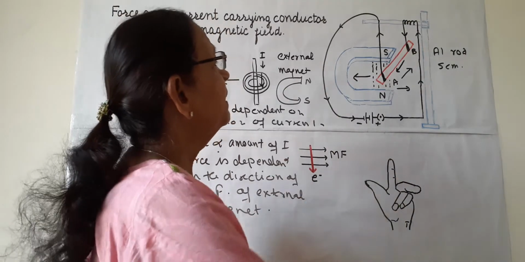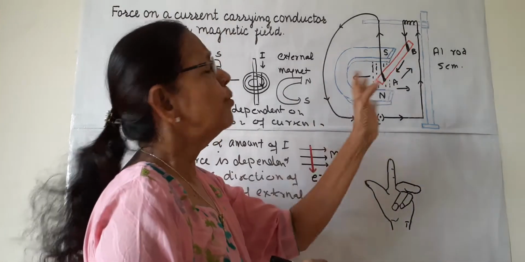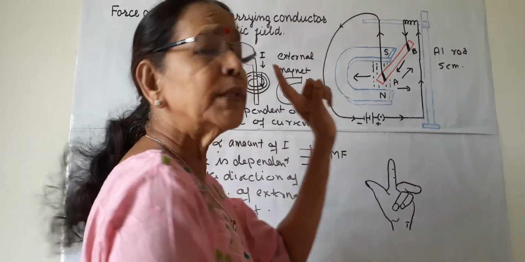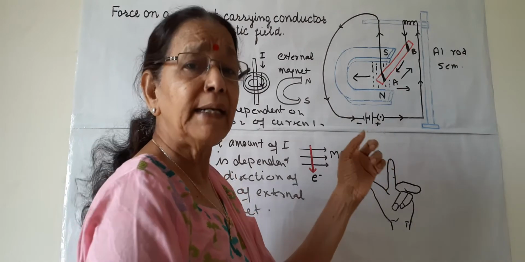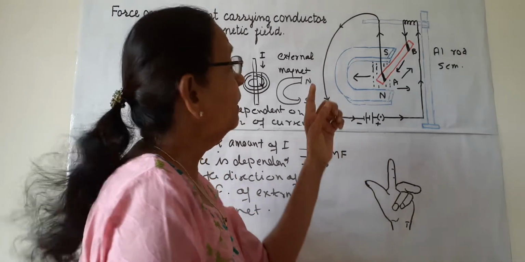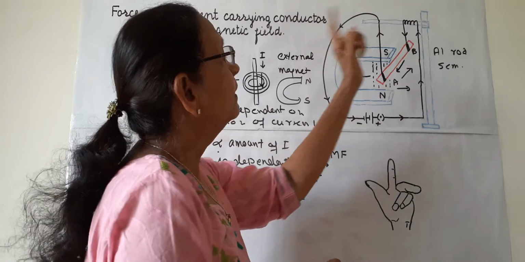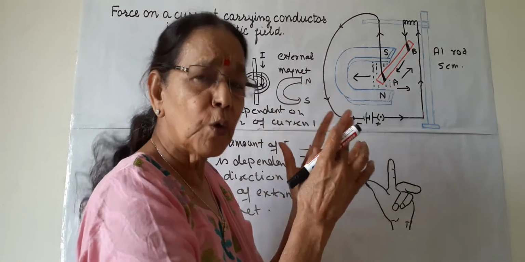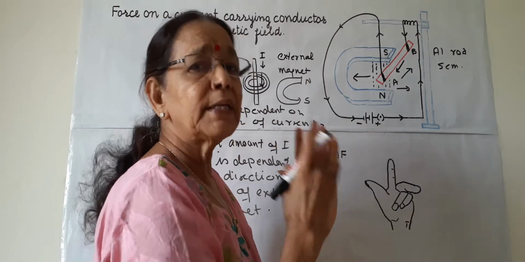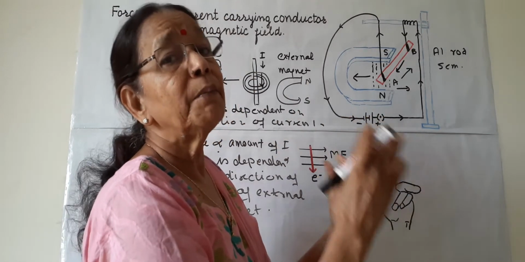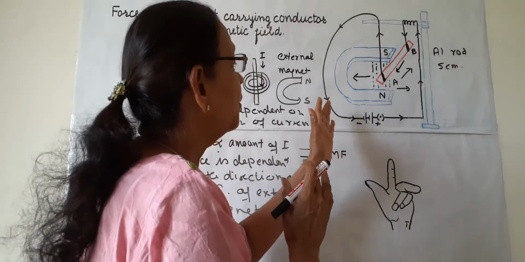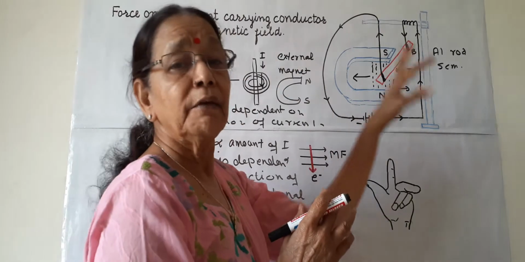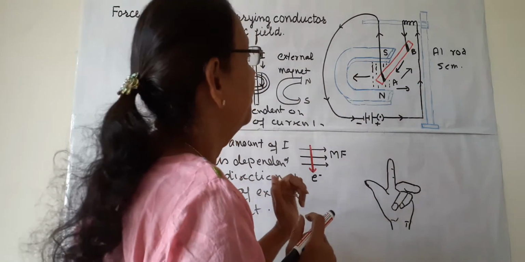Now many experiments are done to show these points, and Ampere, one of the scientists on whose name the unit of current is there, he also demonstrated that this experiment shows the relationship between force, direction of force, direction of current and direction of magnetic field. Later on, he demonstrated that this is the motor principle, which we will study in the next video.